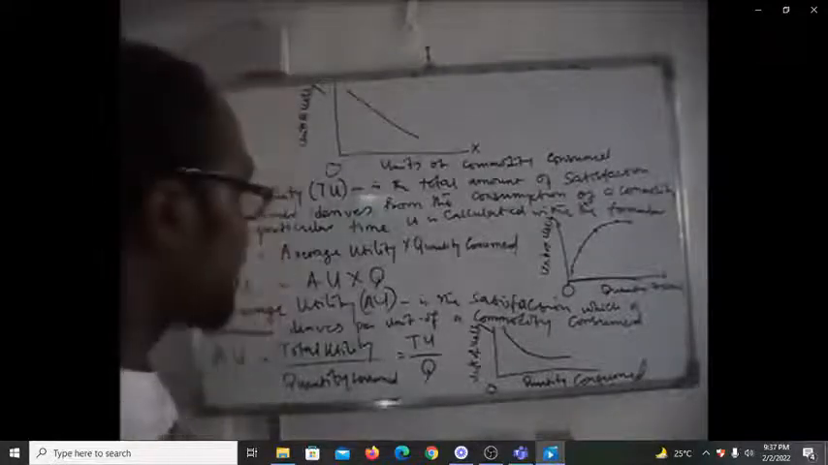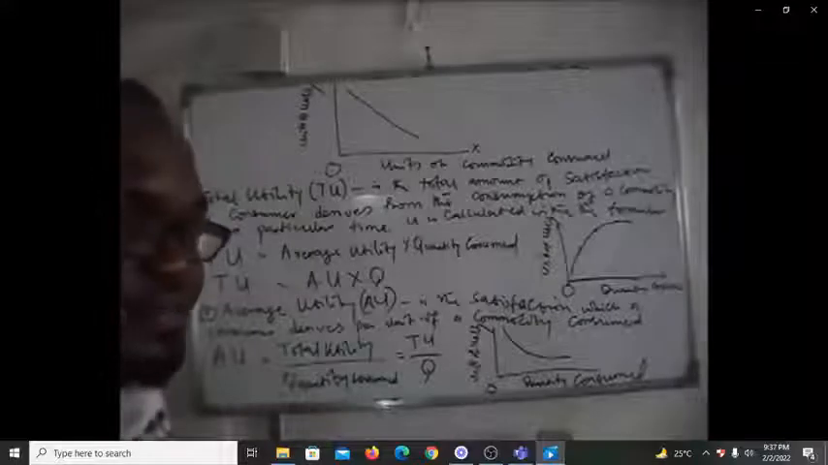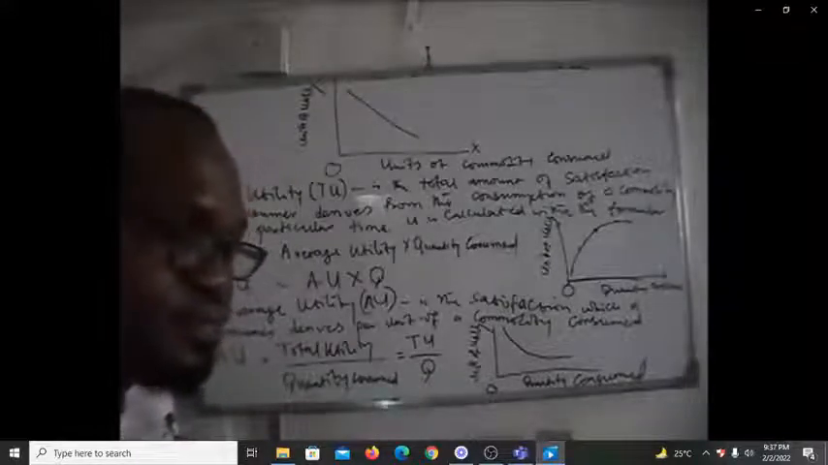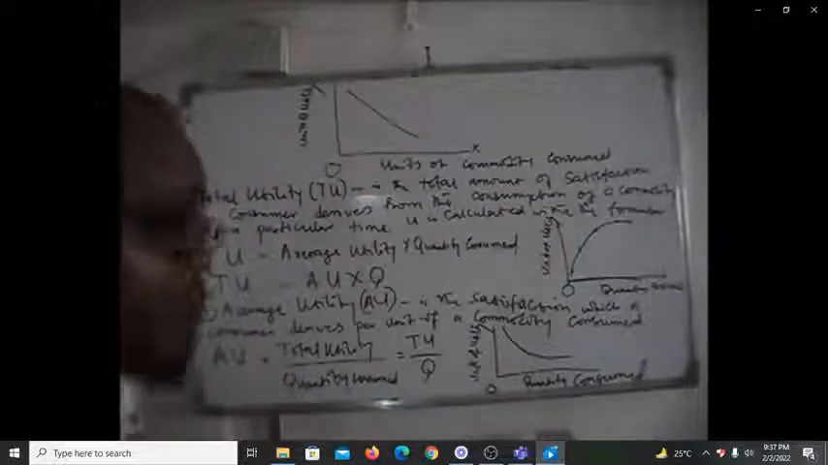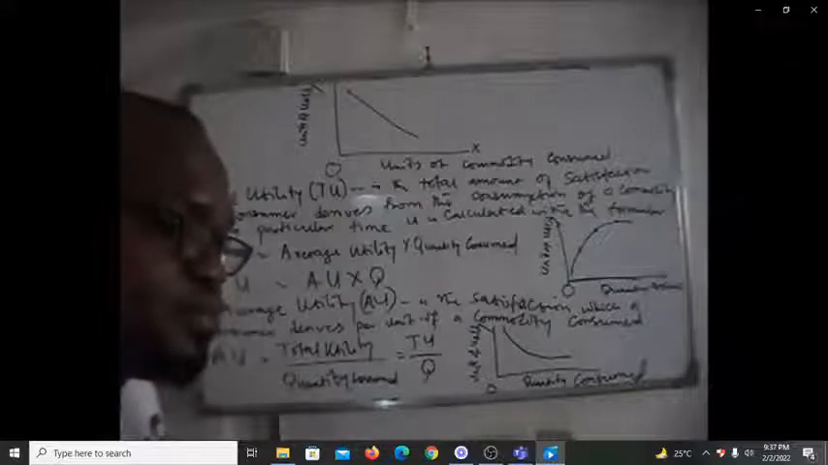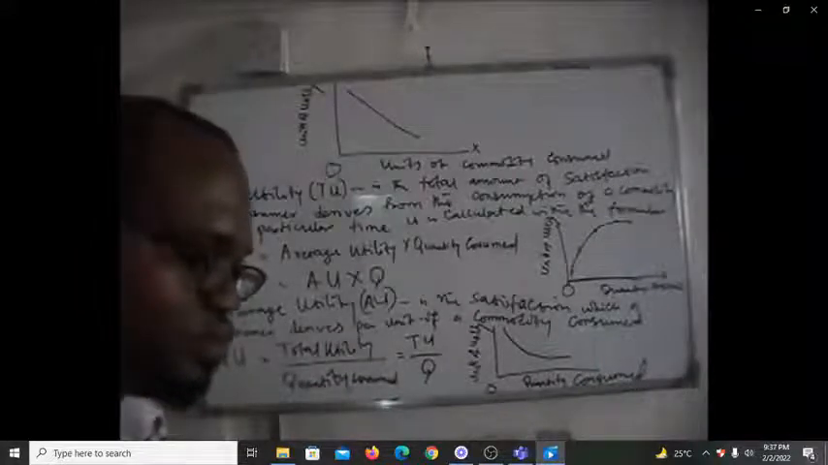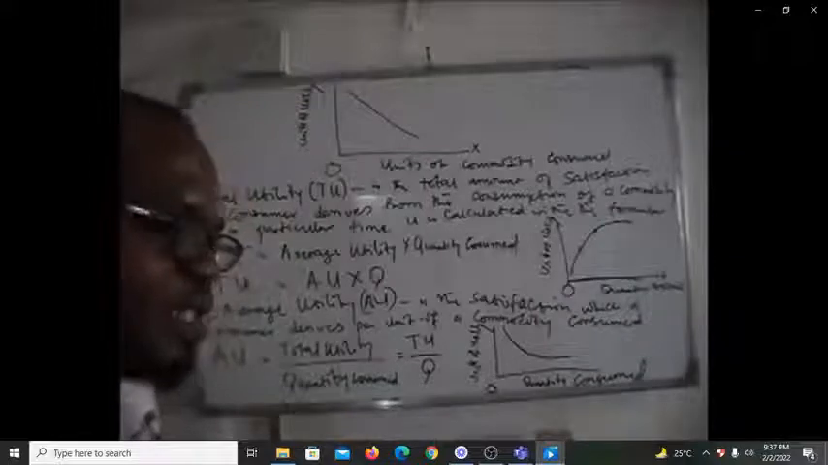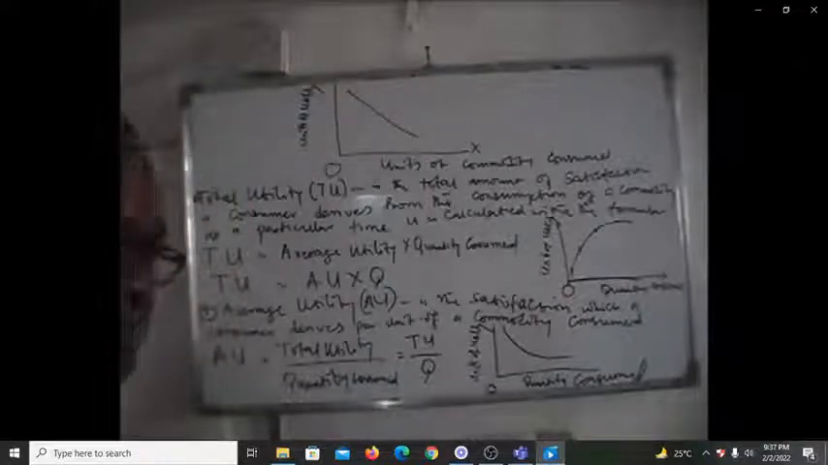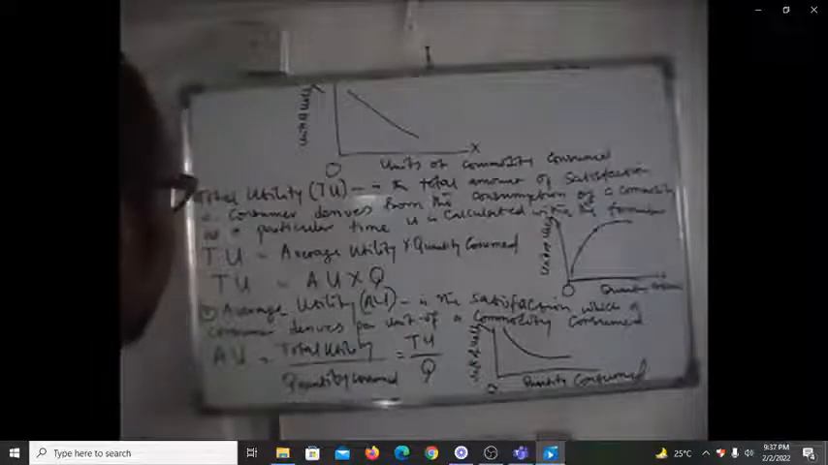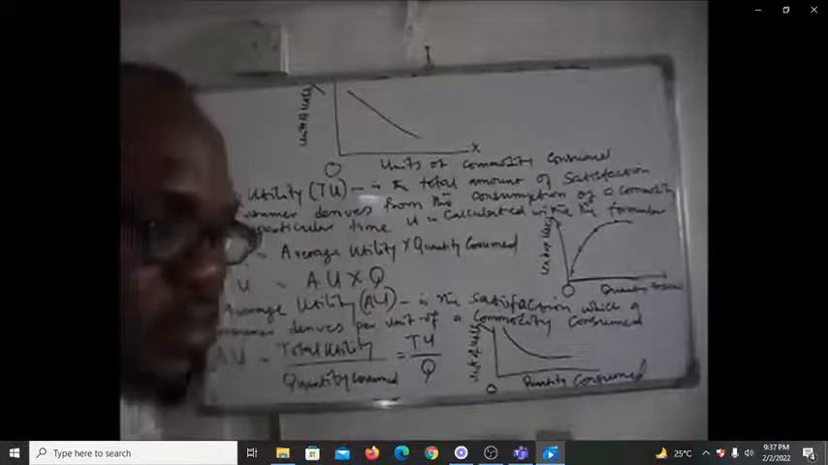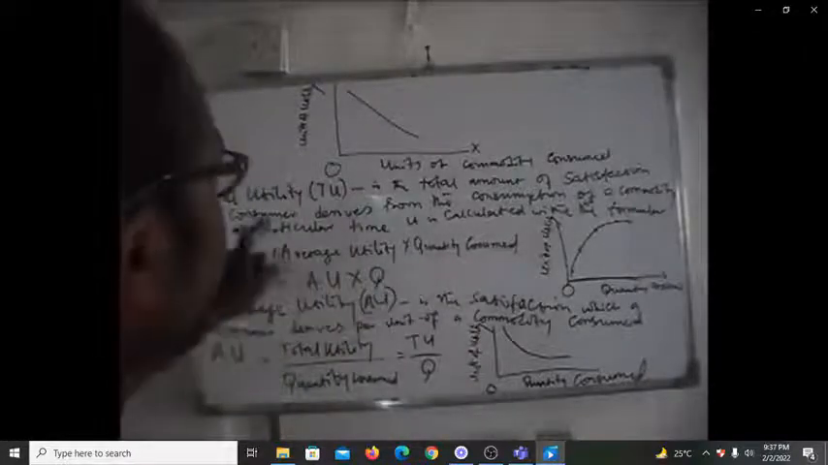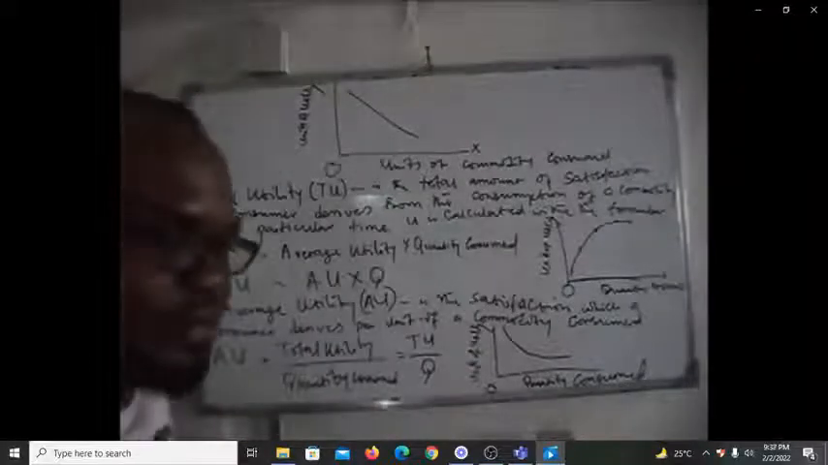What kind of utility did we look at first? Marginal. And what is marginal utility? Additional utility, you understand? Now we're going to look at the total utility. Total utility is the total amount of satisfaction a consumer derives from consumption of a commodity at a particular time.